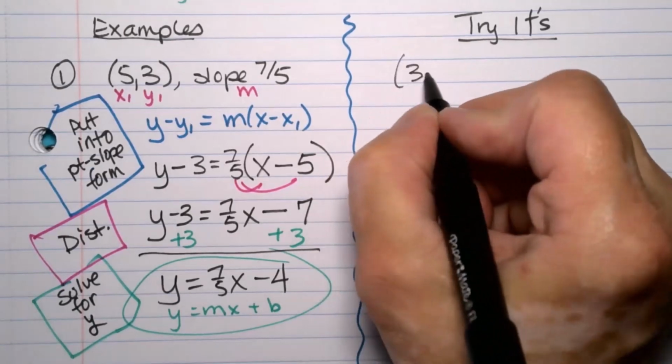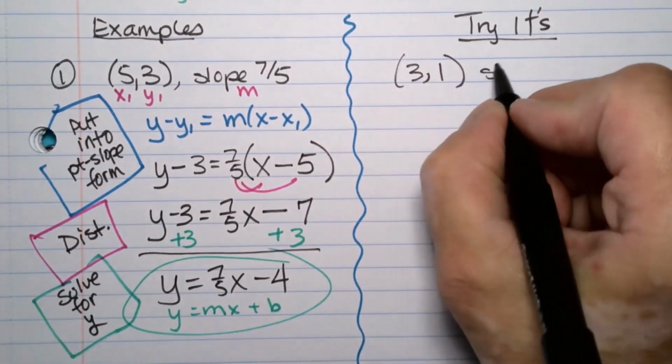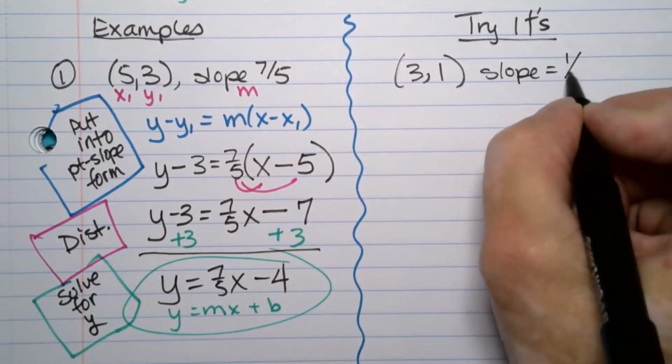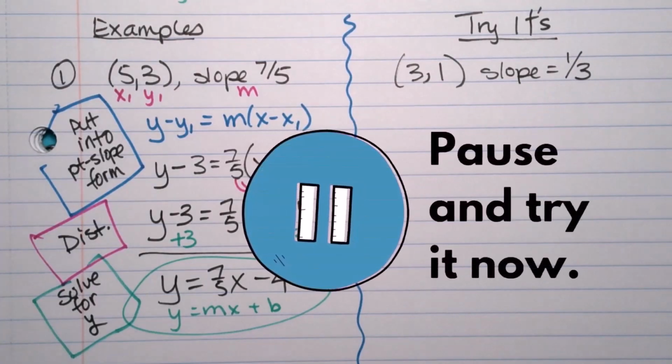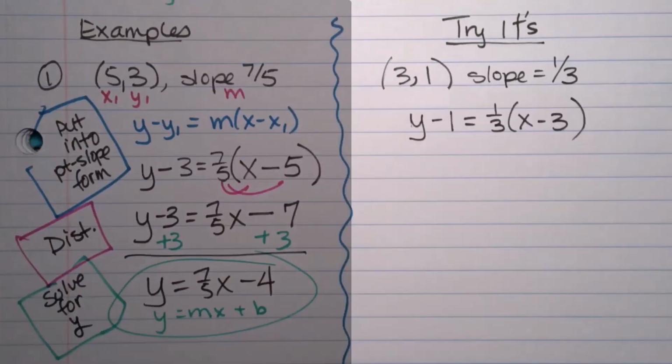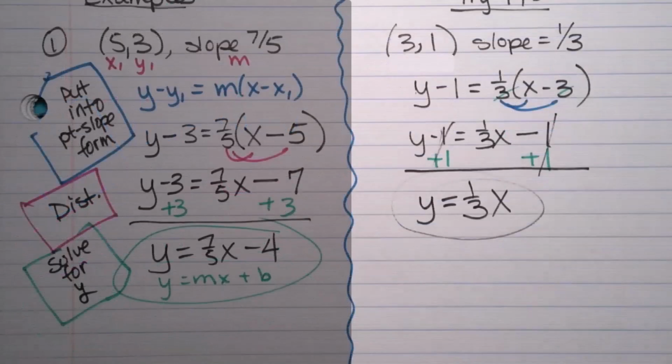Here's a try it. Go ahead and pause the video and see if you can do it, and I'll be right back with the solution. You need to take the information from the point and put it into the point-slope form. There's the y went in, the x went in, the slope went in. Then we're going to do distributive property and solve for y. Should have gotten y equals 1/3 x.